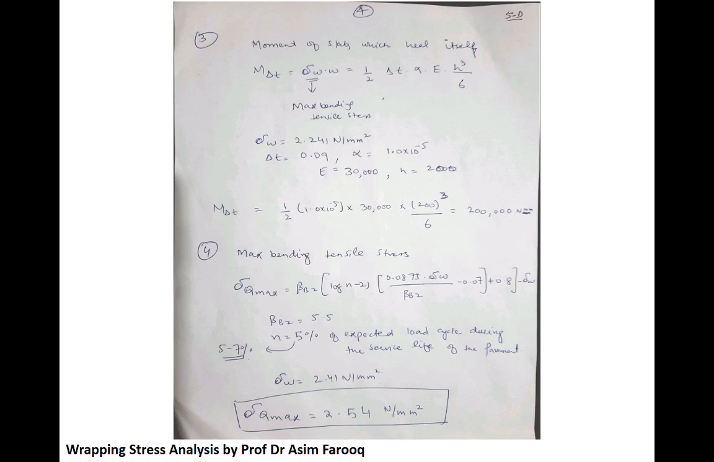Now we are in the third part, where we determine the moment of the slab through which the slab heals itself. M delta t is equal to 1 by 2 into delta t alpha E h cube divided by 6. Sigma w is the maximum bending tensile stress, which we already determined in the very first stage. We have the change in temperature, the thermal coefficient, the value of Young modulus, and also the total thickness. Putting in all those values, we can determine the moment of the slab as well.